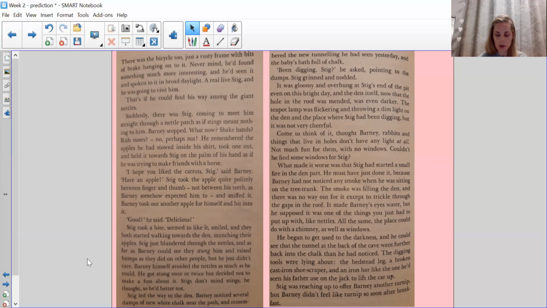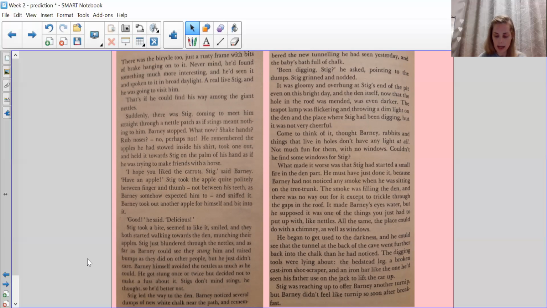There was the bicycle too, just a rusty frame with bits of brake hanging onto it. Never mind, he'd found something much more interesting, and he'd seen it and spoken to it in broad daylight. A real live Stig, and he was going to visit him. That's if he could find his way among the giant nettles. Suddenly there was Stig, coming to meet him straight through a nettle patch, as if stings meant nothing to him.